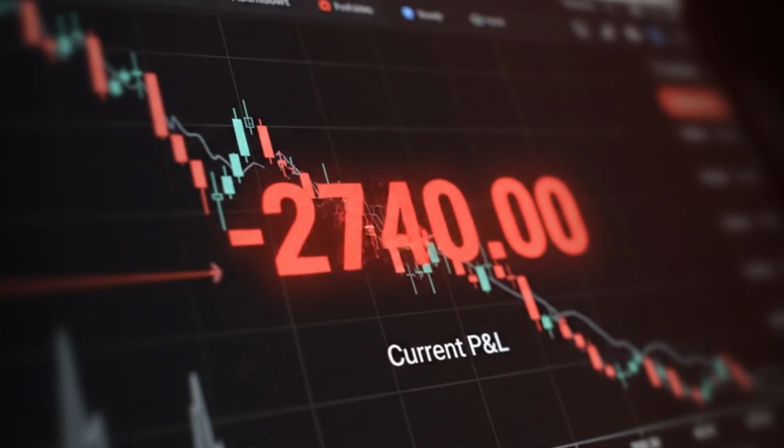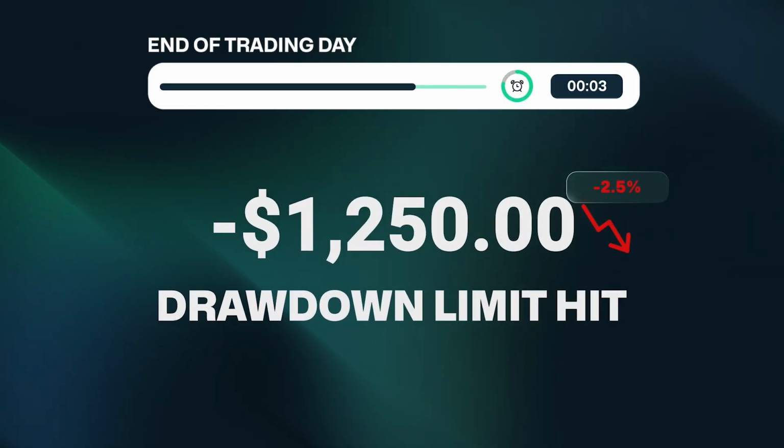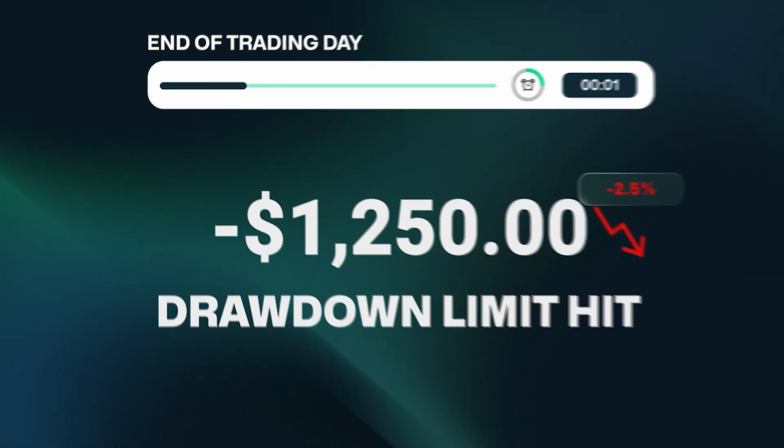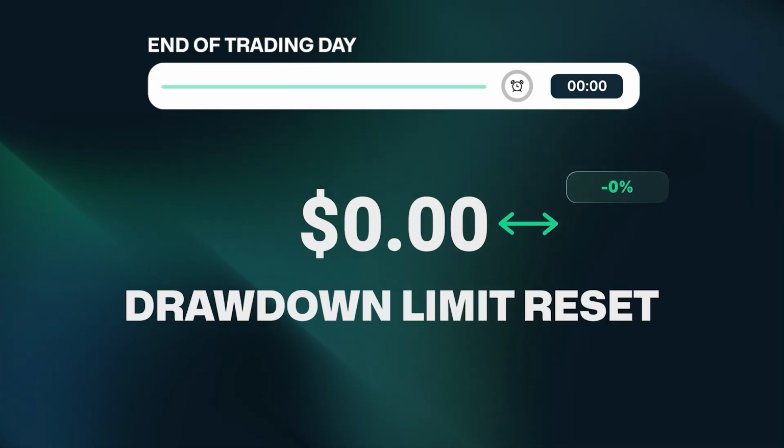Hit your limit, say $1,250 on a Growth 50K account, and the system automatically prevents you from opening any new positions. You can still close existing positions, but you can't dig the hole any deeper. At market close, the DLL restriction vanishes and you're back to unrestricted trading when the next session opens.